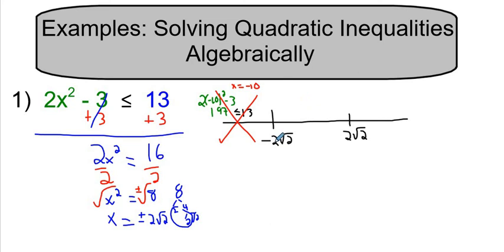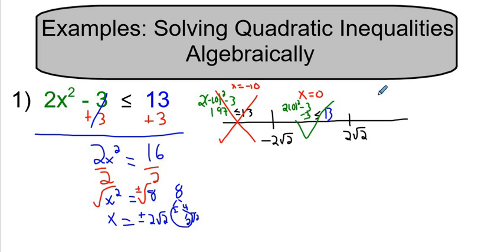Then I pick an answer between negative 2 root 2 and 2 root 2. The obvious one would be 0, because 0 is easy to work with, and I plug it into the inequality. 2 times 0 squared minus 3, this whole thing goes to 0, so I have negative 3. Then I check the inequality. Is negative 3 less than 13? Again, I'm just going back to the original problem. This is saying the inequality is valid. It's valid on the whole interval. If you check anything on the interval, it'll say it's true. I just picked the easiest one I could think of.